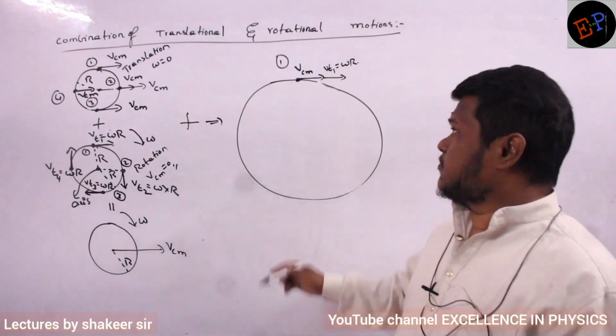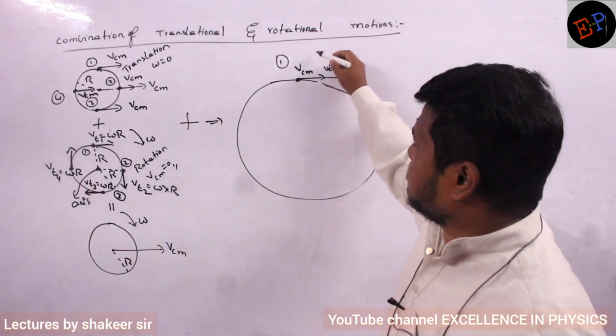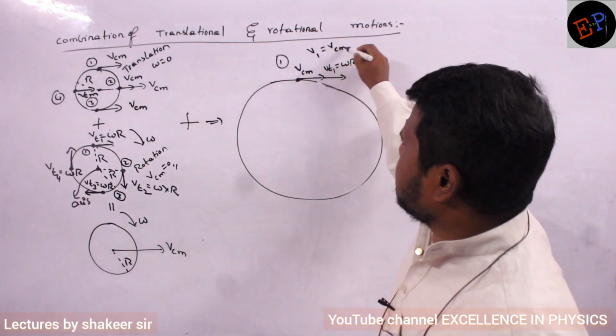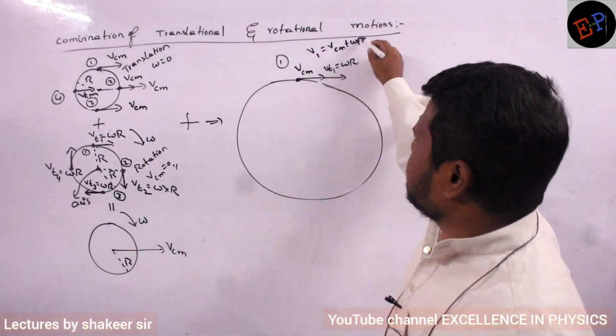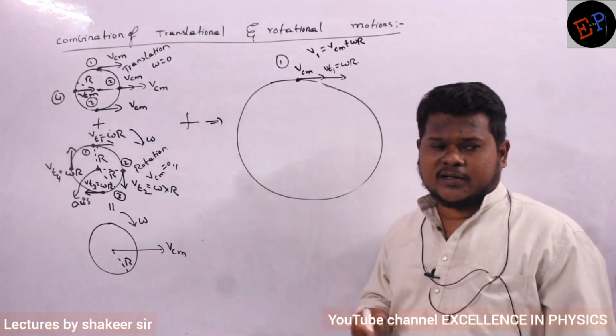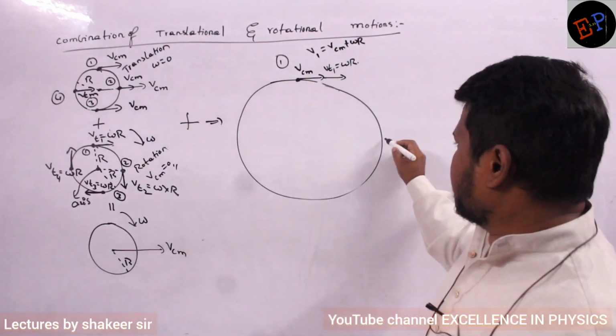Therefore, what is the total velocity V of this point? Velocity of the first point is velocity of center of mass plus omega into r. Can I write like this? Both of them are in the same direction. Definitely I can write like this. Clear now? Now I will take the second point.